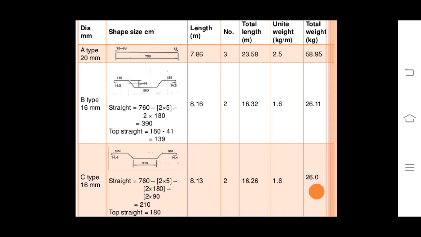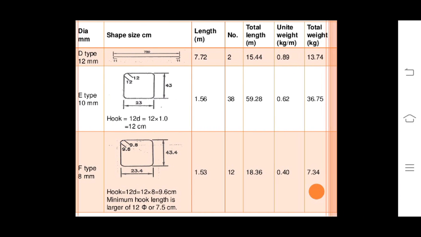Now entering all these values in the bar bending schedule along with the shape of that particular bar. For the 20 Ø bar, the shape is given, and the quantities which we have calculated are entered in tabular form, that is 7.86 into 3 into 23.58 will give the total weight of 58.95. For bent up bars the total weight is 26.11. For C type 16 Ø bar, the total weight is 26 kg.